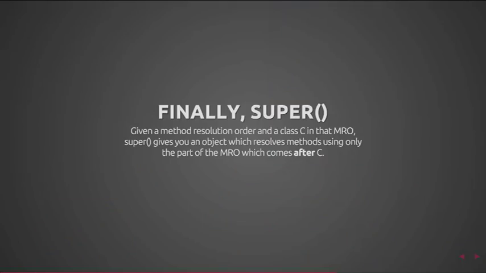So that's C3. So finally, we come to super. What is super actually doing? This is the most pithy, terse explanation I can come up with that's not a poem, which may have been a good idea. Given a method resolution order, some MRO, calculated by C3, and a class C in that MRO somewhere, super gives you an object which will resolve method calls using everything after C in that MRO. That is the definition of what super does. Does it make sense? You can read it a few times later if you want.